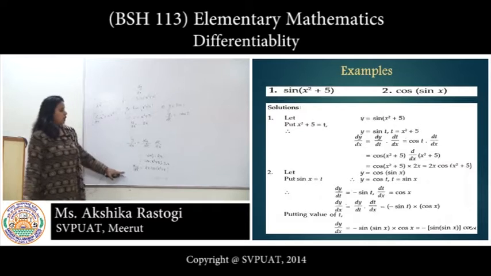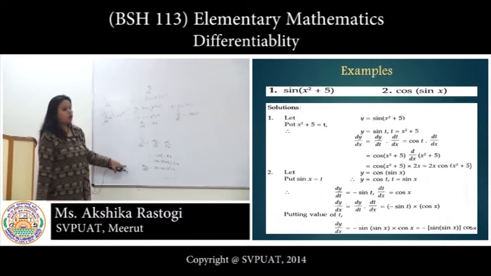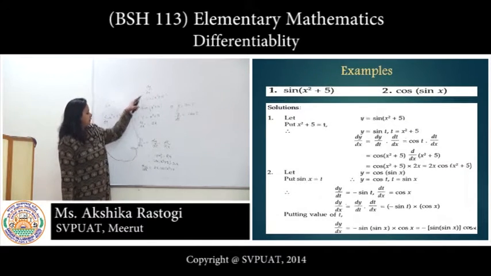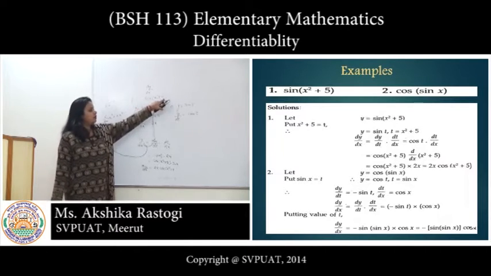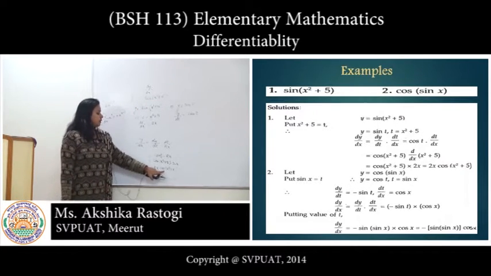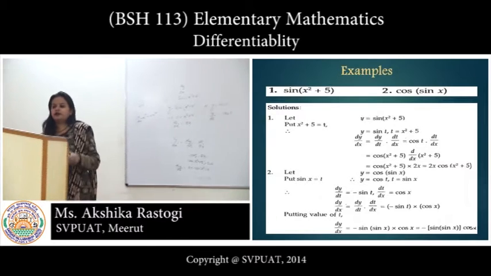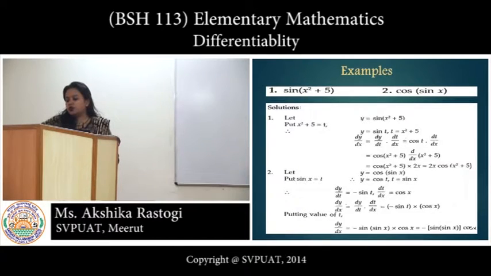So this is the way we differentiate the whole function. The value of dy over dx for sin(x square plus 5) is equal to 2x into cos(x square plus 5). Now we take another example.